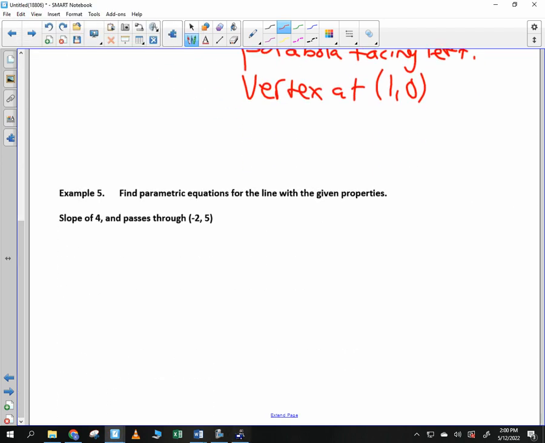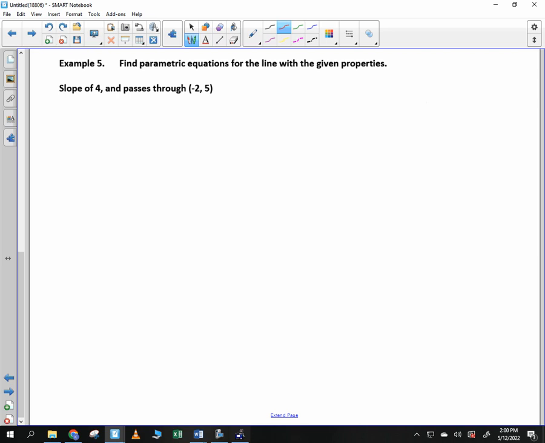Okay. Here we go. We want to write a parametric equation for this line. So now we actually want to write an equation. You know how to write equations for lines. Y minus y1 is equal to what? M times x minus x1. So if I have a slope of 4 and it passes through the point negative 2, 5, I'm going to have y minus 5 is equal to 4 times x plus 2.